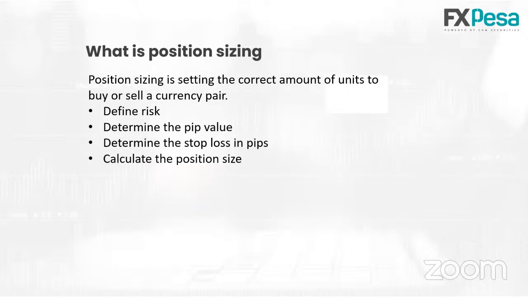As we're moving to the slides, you just need to know how much risk you're taking. You define the risk, then determine the pip value, because that is going to help you understand the movement that you're expecting and how much loss it's going to be, and it has to be up to the maximum risk that you've defined. Then how many stop loss pips do you have? Then you calculate the position.